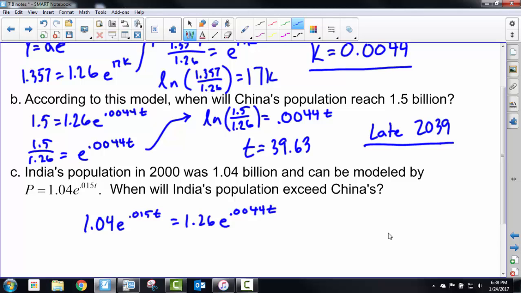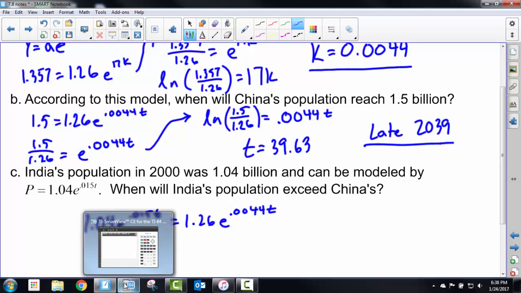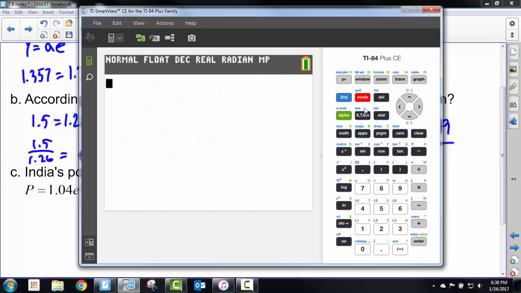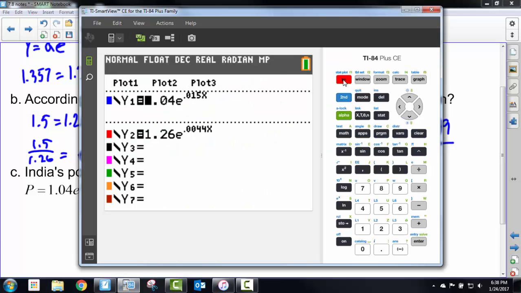Now I'll tell you, this is a little bit of a tricky one. It is technically possible to solve this using logarithms, like we could do a natural log and then we could break things apart. I debated using that method, but I actually think in one like this, especially since we're approximating values, it might be wise just to use the graphing calculator and just graph it. So I've already punched these numbers in for us. I'm putting India's population in Y1. I'm putting China's in Y2.